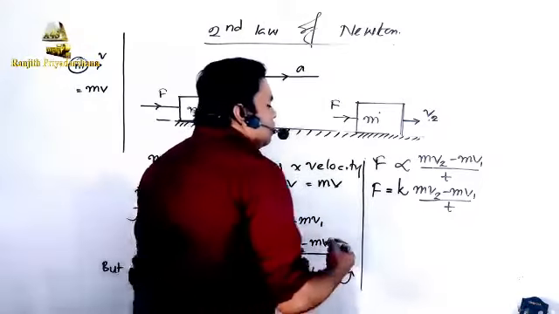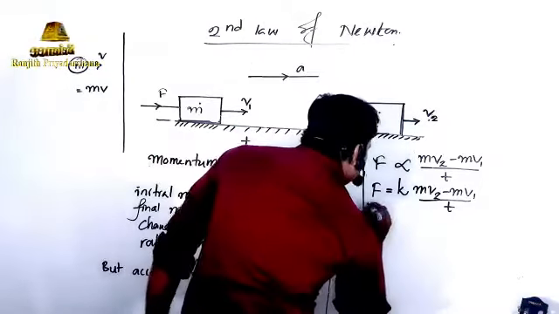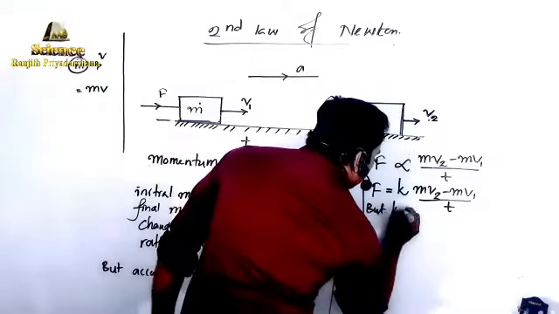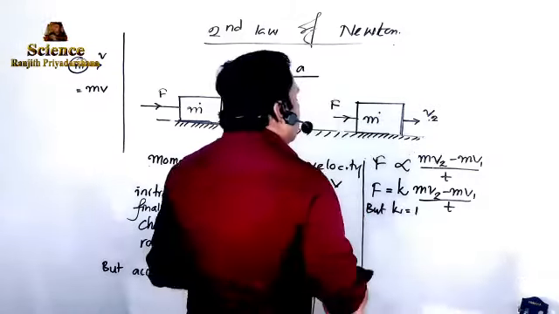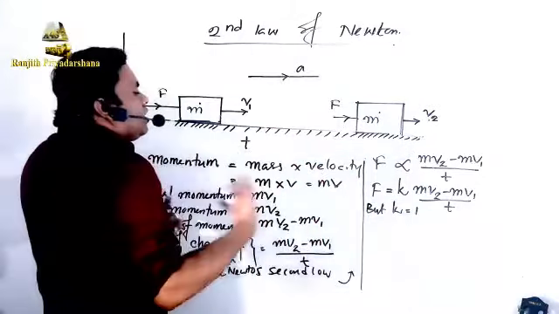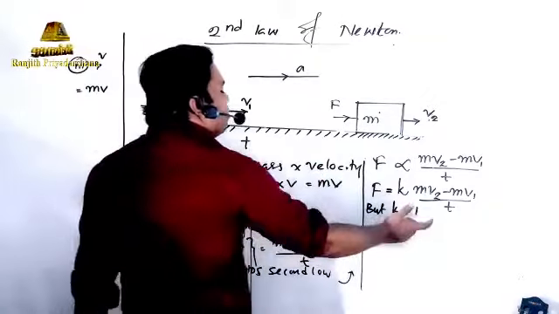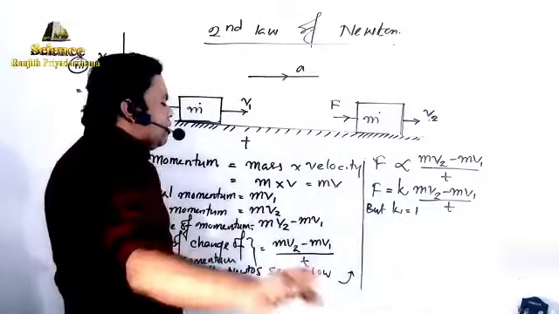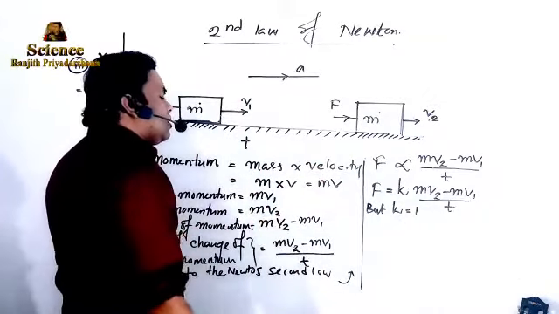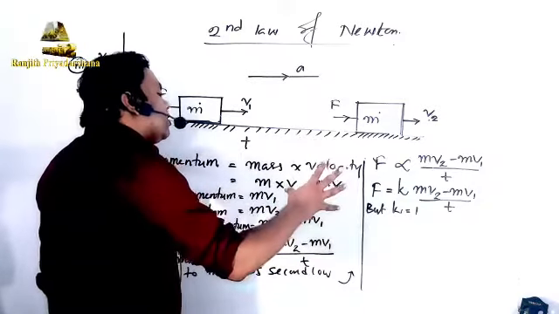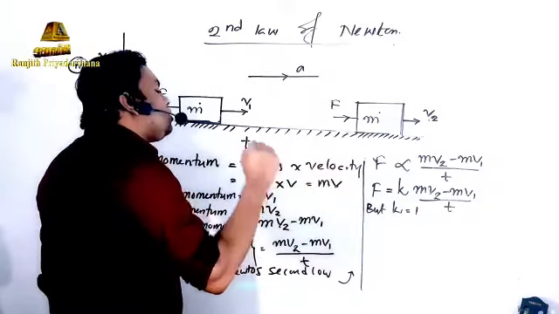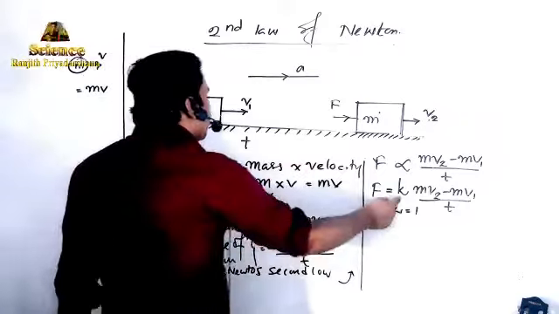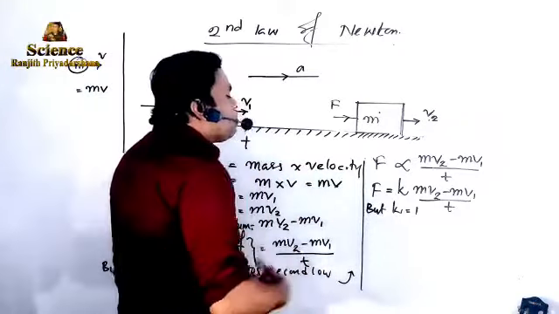But Newton has defined k equals 1. Newton defined the force measuring unit, the newton, such that k becomes 1. So that's by the definition.